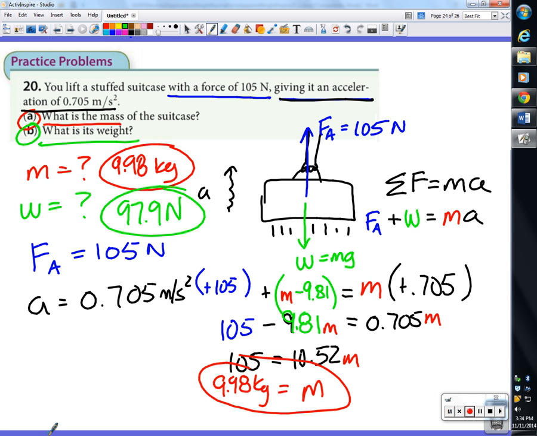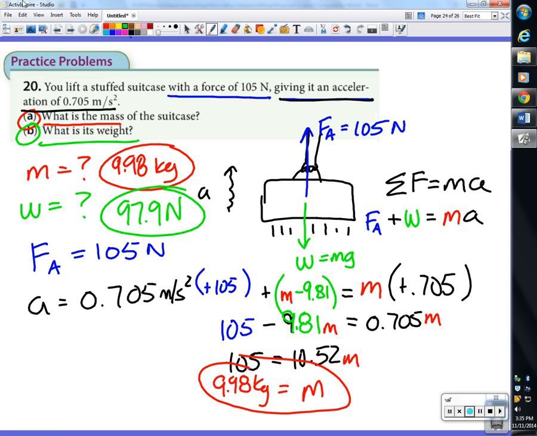Distinction between mass and weight. Mass doesn't change. It's the amount of matter that an object has, and also tells you about its inertia. The weight of an object does change depending on the force of gravity at whatever location we're at.